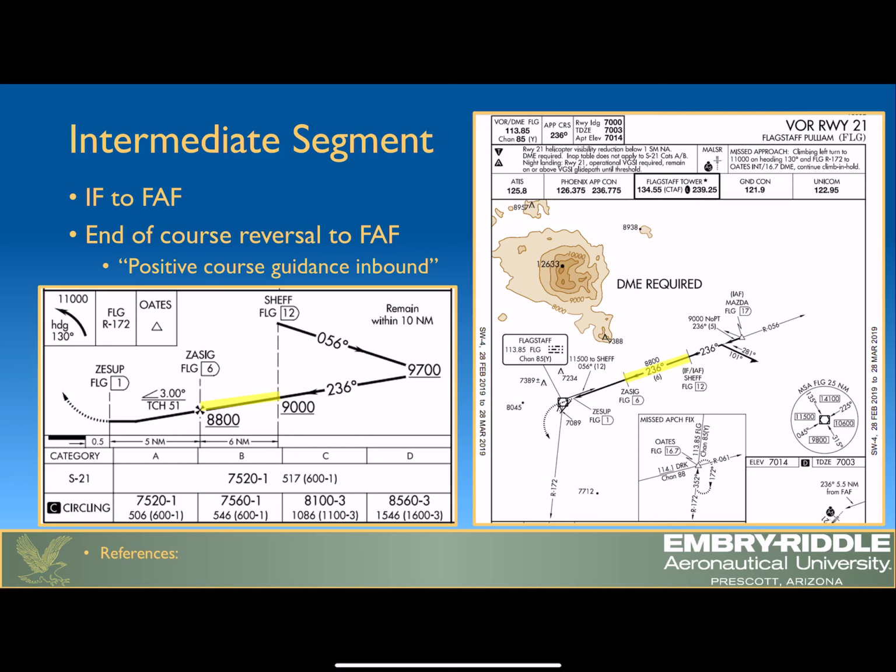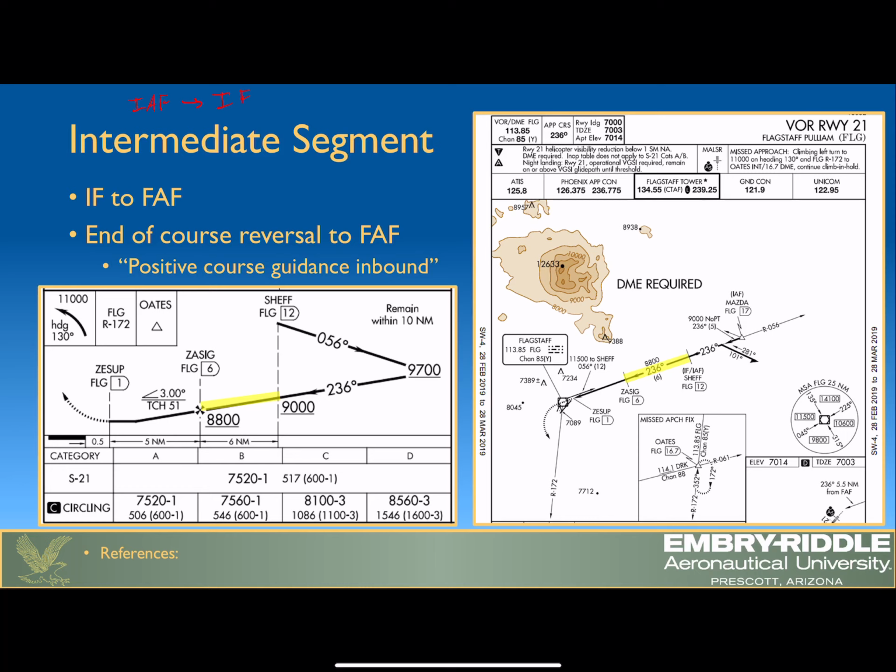Now let's talk about the intermediate segment. Remember, up till now we've been talking about the initial approach fix, so kind of starting your approach. The initial approach fix, the IAF, took you to your intermediate fix. This is typically where your procedure turn is going to be, a hold is going to be, a DME arc is going to be.